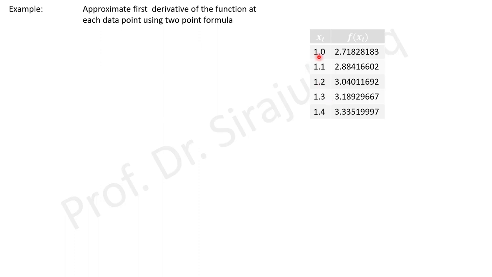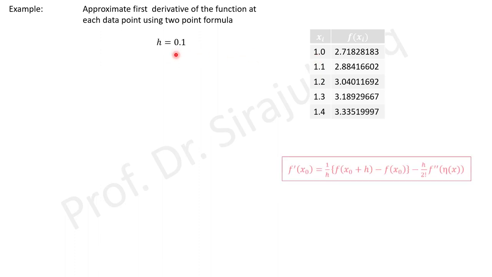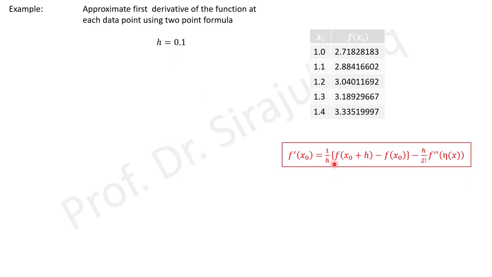We have to find the derivative at 1, 1.1, 1.2, 1.3, and 1.4. If you look at these entries, the difference between two consecutive numbers is 0.1. So the step size in this problem is 0.1. The formula is again the same formula which we used before.